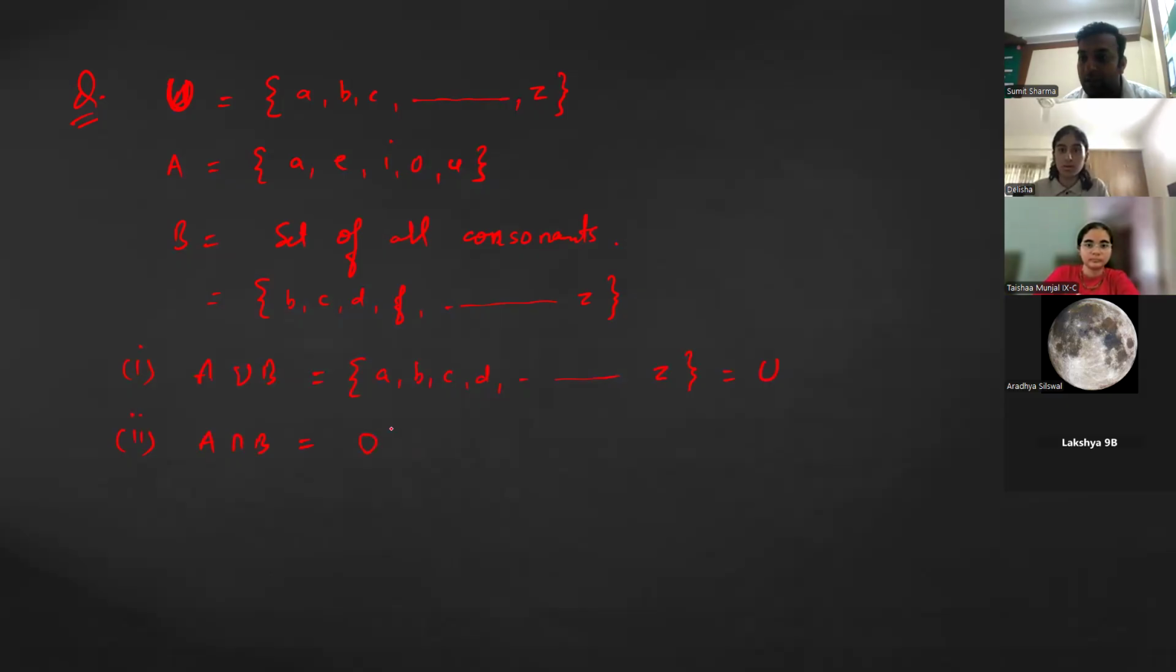There is nothing common between vowels and consonants, right? So A intersection B will be phi. Third one is, are these sets disjoint sets? So yes, these sets are disjoint sets.